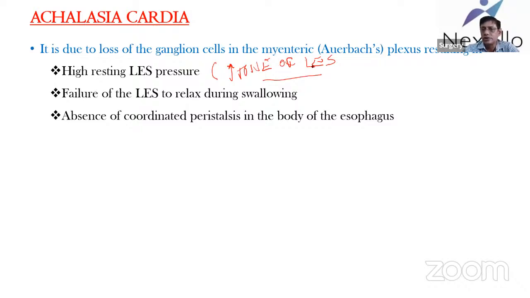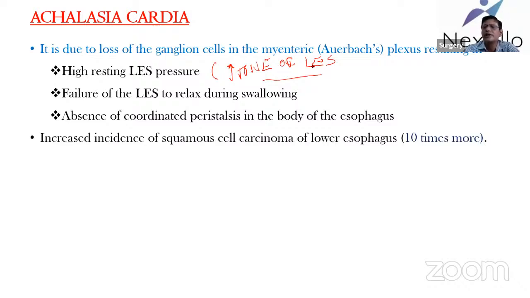One problem with this disease is that with achalasia cardia, there is an increased incidence of squamous cell cancer of the lower esophagus. Mind you, as we will see later on, usually in the lower esophagus we have adenocarcinoma. The commonest malignancy in the lower one-third of the esophagus is adenocarcinoma. But in association with achalasia cardia, a squamous cell cancer may develop in the lower one-third, and the incidence has increased 10 times in comparison to the other population group.